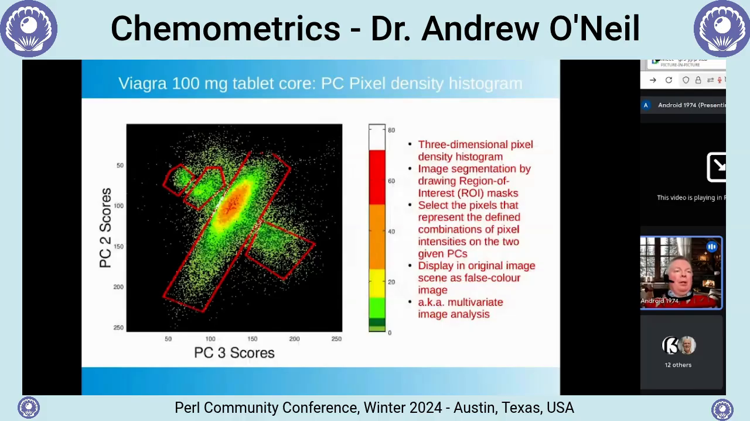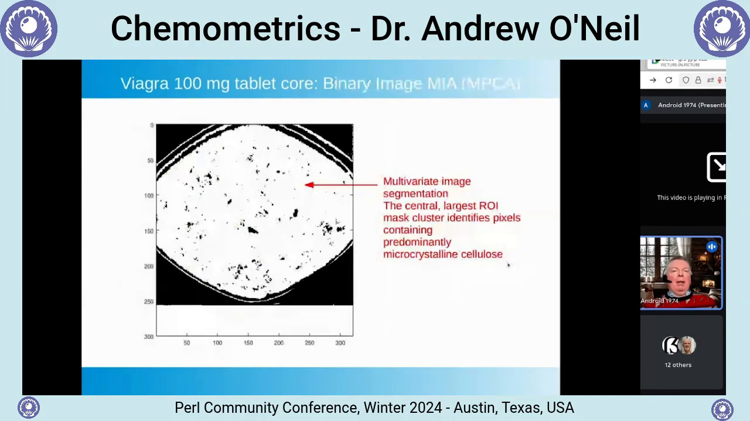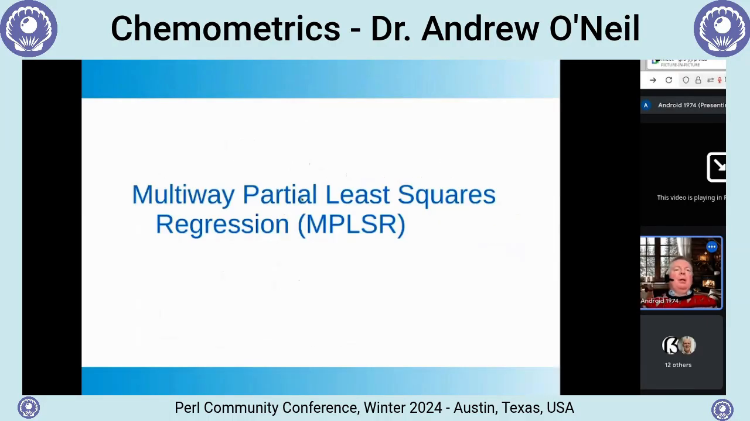So in this slide here, I've drawn these region of interest masks around different clusters of pixels, and then gone back into the image space. You can see the sort of distributions of the different materials. So in this case, I think that's microcrystalline cellulose.